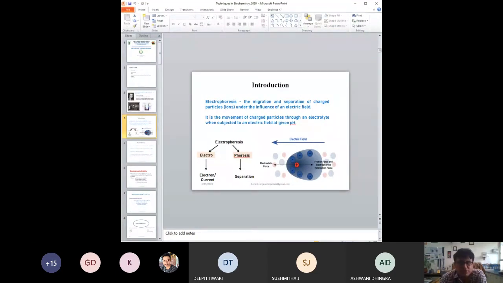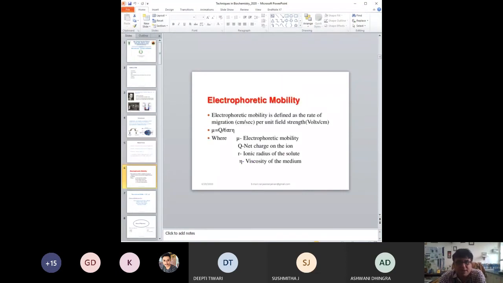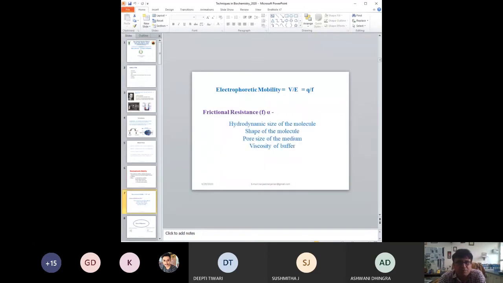That's why electrophoresis is basically the movement of charged particles through any electrolyte when subjected to an electric field. And then some of the related terms that I introduced, like anaphoresis, cataphoresis, iontophoresis, zone electrophoresis. And I introduced you to the basic principle of electrophoresis, that is electrophoretic mobility, which was defined as the rate of migration per unit field strength of the electric field which we are going to provide.